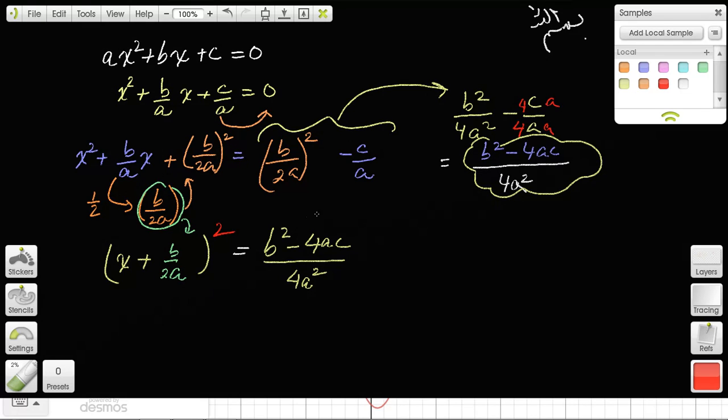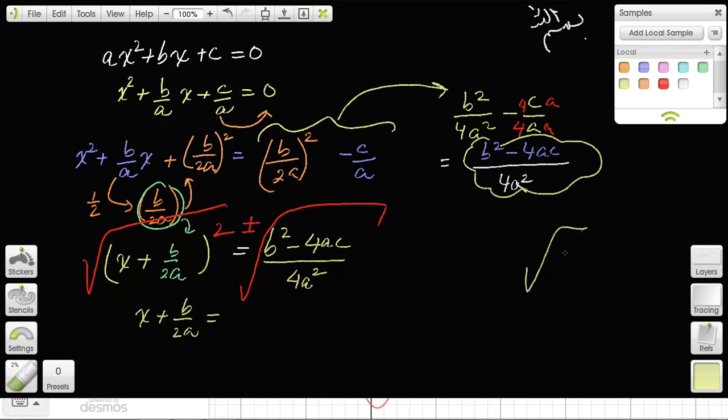Now we're going to take the square root of both sides. That's the fun part, right? So you take the square root of both sides, but then you have to do plus or minus over here. Whoa, this big square root. Now you watch this. You have to take the square root of the whole thing like that. Then you get x plus b over 2a, that's this part over here, equals plus or minus square root of this.